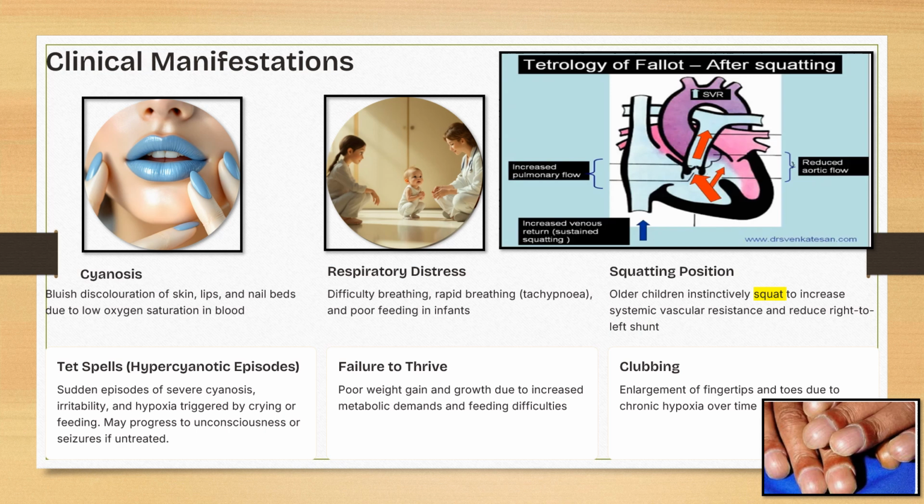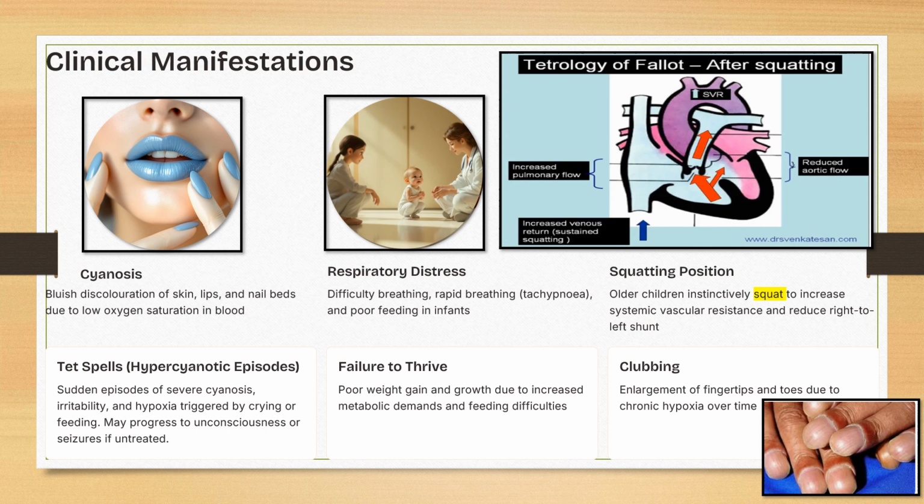Because of the squatting position, mainly three things happen. One is increased pulmonary blood flow. The blood is moving here, and the aorta takes less blood to all over the body. So reduced aortic blood flow and increased pulmonary blood flow happen, and increased venous return also is sustained with the sustained squatting position. So the squatting position is very important.